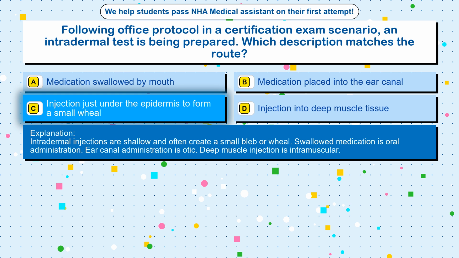Intradermal injections are shallow and often create a small bleb or wheal. Swallowed medication is oral administration. Ear canal administration is otic. Deep muscle injection is intramuscular.